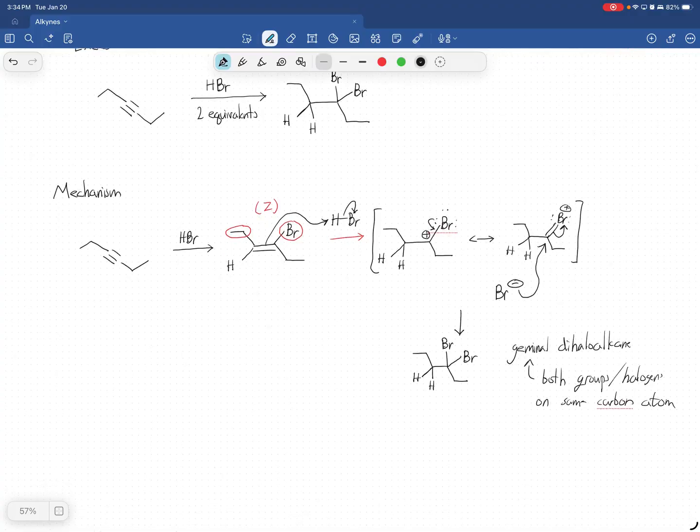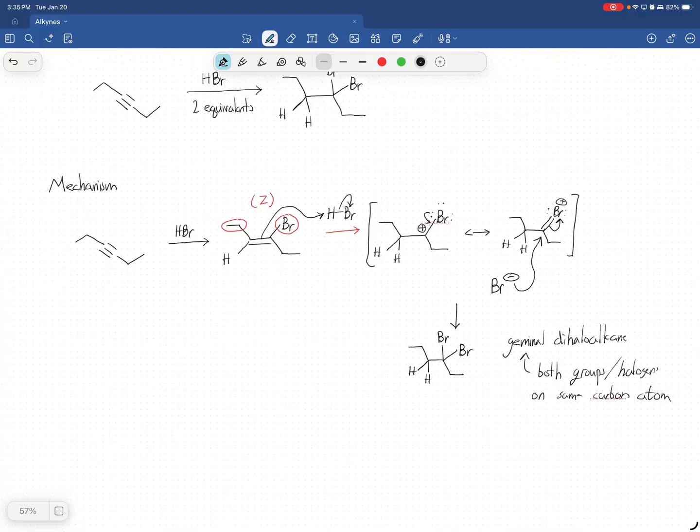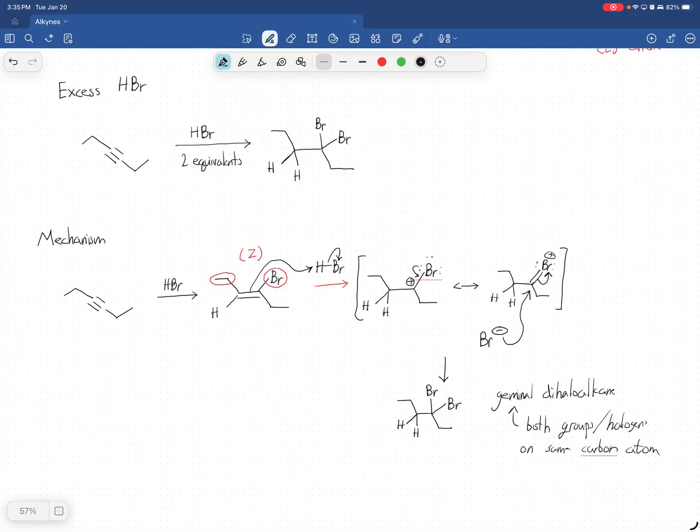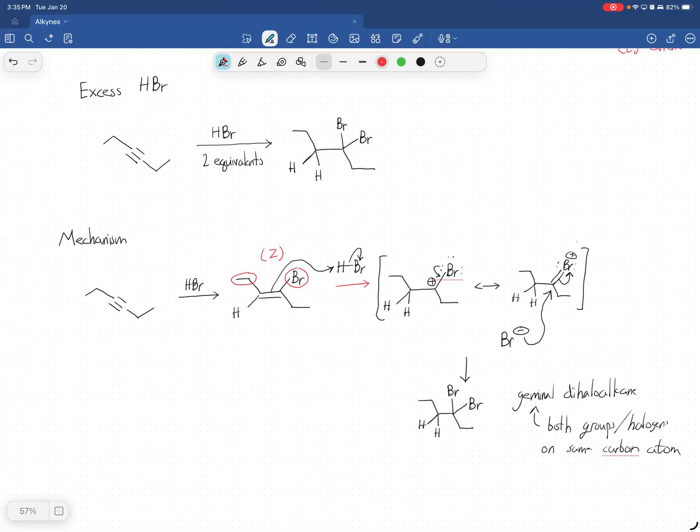Okay, are there any questions about the mechanism? So you see the mechanism is pretty similar to alkenes. So you could kind of think a triple bond is like an extension of alkene reactions. Okay. All right. Are there any questions on that example? Do we need to repeat the explanation why the halogens go on the same carbon? Or is that clear by this resonance structure here?